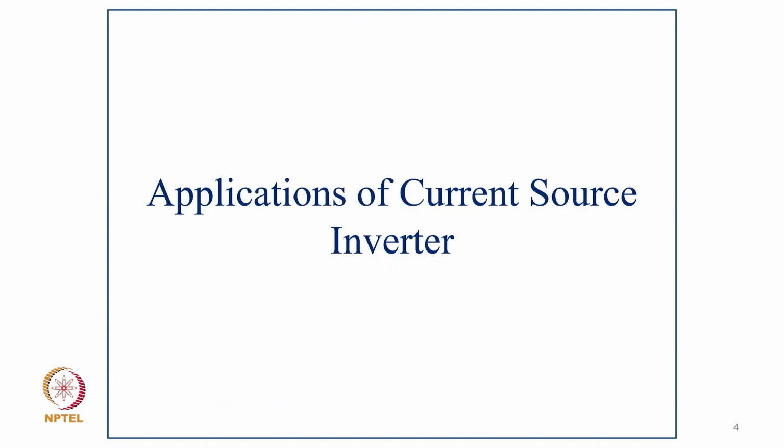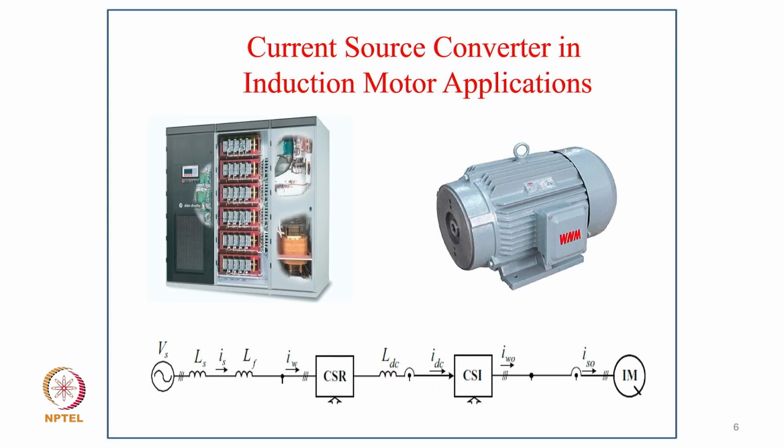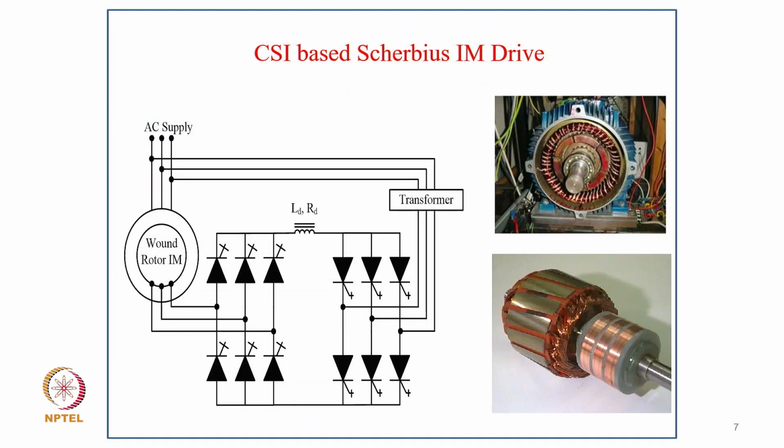Coming to applications of current source inverters, they have typically been developed for wind applications. As you can see, from a permanent magnet synchronous generator you have a current source rectifier, followed by an inductor to make a constant current source for the current source inverter feeding the grid. Similarly for an induction motor drive, here also we need a current source rectifier to make the DC current source with the inductor, and then we have a current source inverter feeding the induction motor.